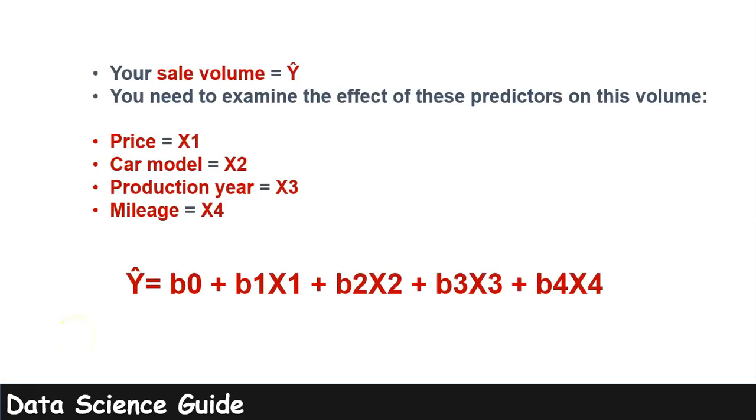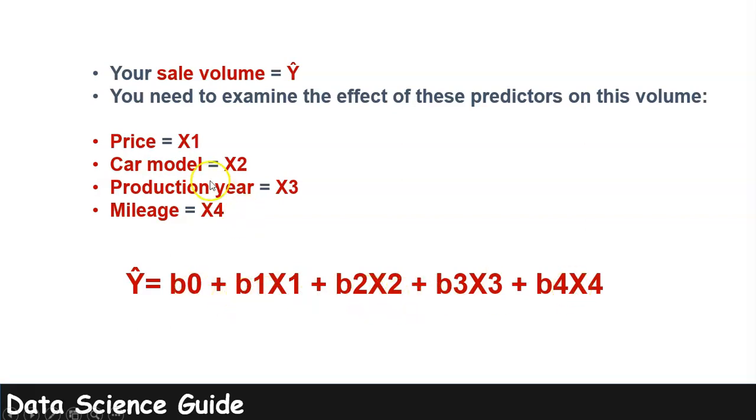You remember from the previous lessons when we tried to predict the value of the sales volume, or y hat, assuming that we have these independent variables or predictors, which are price, car model, production year and mileage. And this is our formula for independent variables, and based on this formula the prediction model will find the value for B0, B1, B2, B3, and B4.